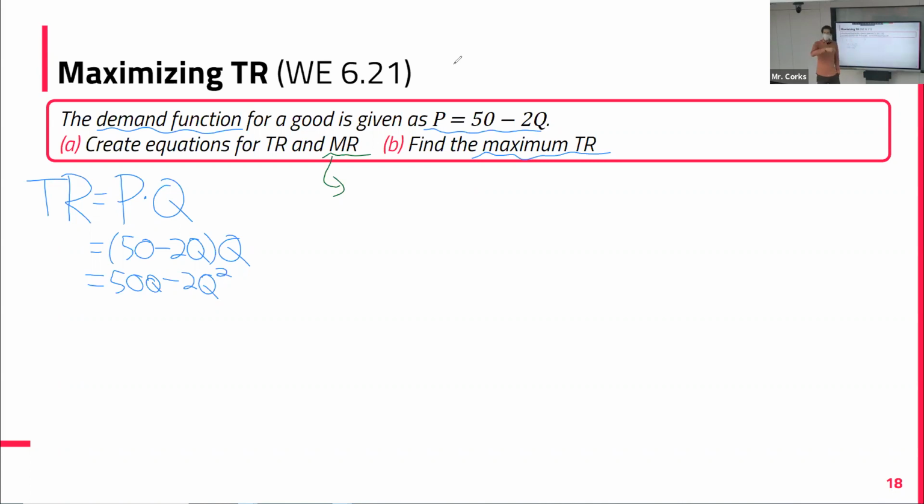Okay, so if Q goes up by 1, how much does total revenue change by? If we go from Q being 100 to Q being 101, how much does total revenue increase or possibly decrease by? What's the change in it? So if Q goes up by 1, what's the change in our total revenue?